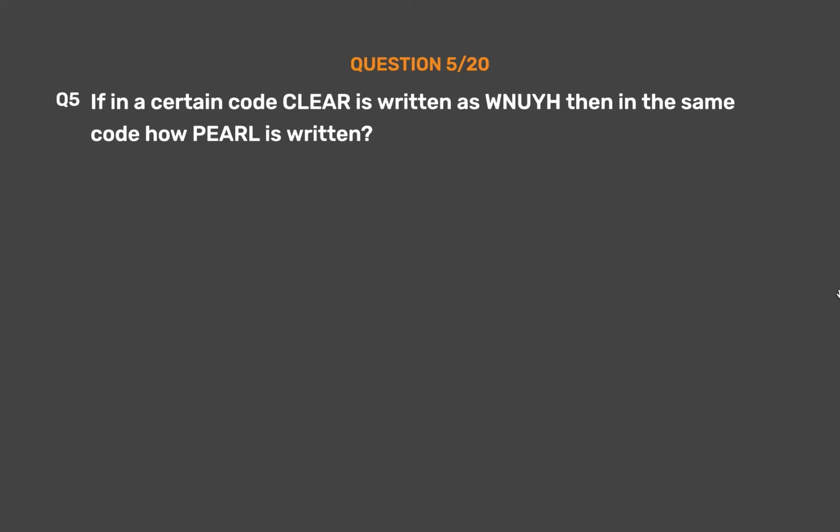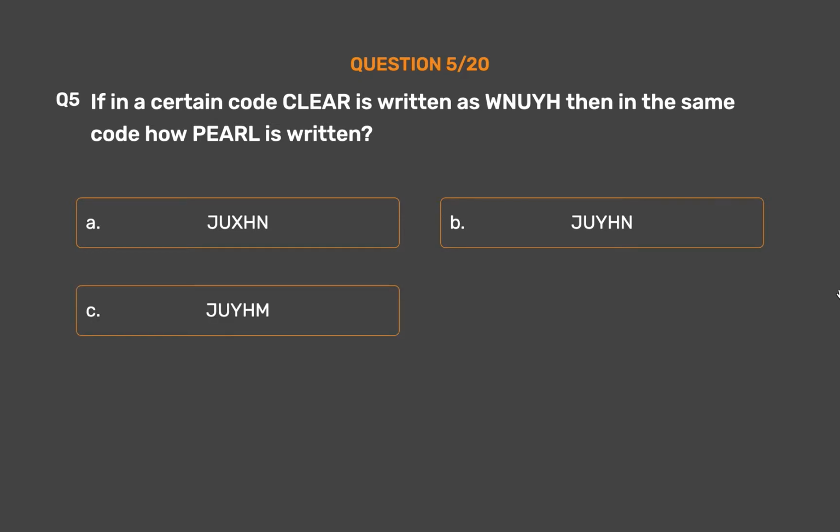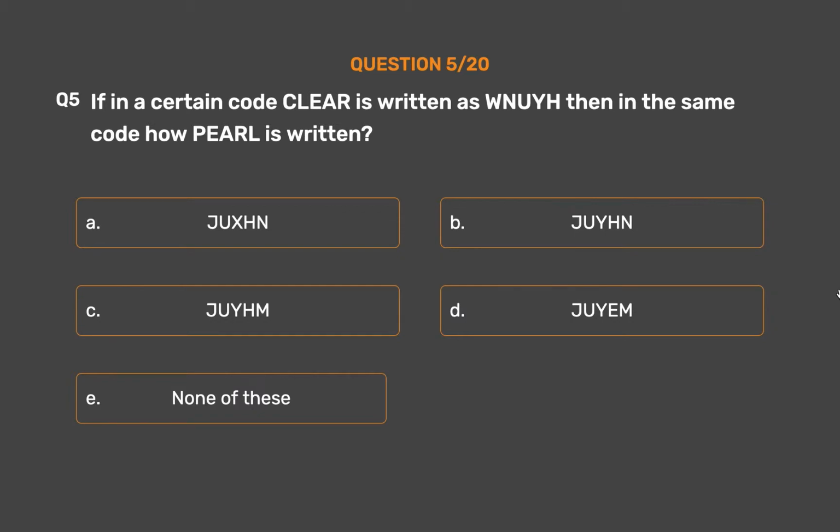Question number 5. If in a certain code clear is written as unt, then in the same code how pearl is written? Option A. Jux. Option B. Juhan. Option C. Juim. Option D. Juyem. Option E. None of these.